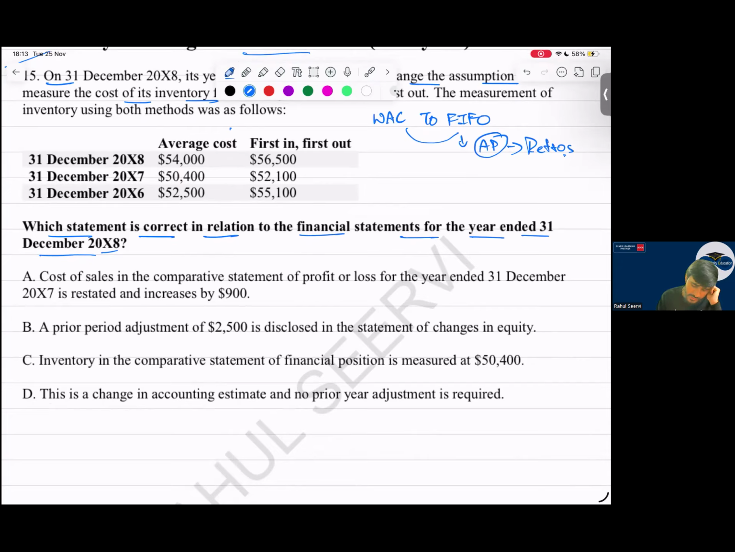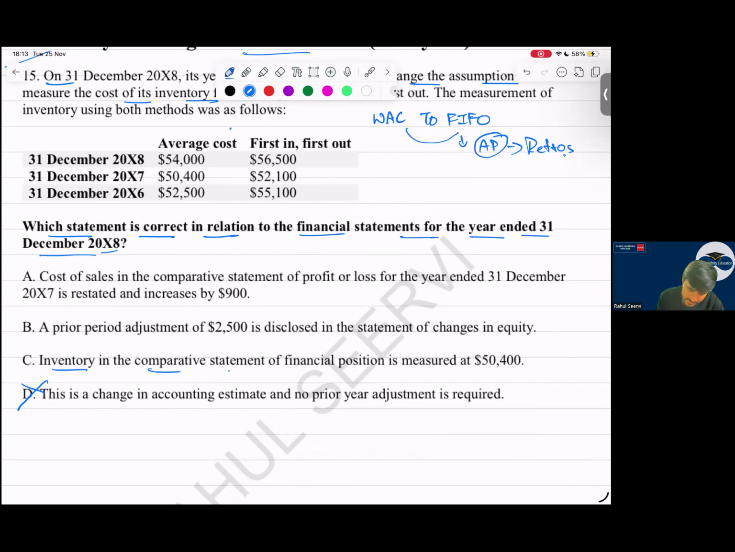This is a change in accounting estimate and no prior period adjustment is required. Can I say it is wrong? It's out of the box. You tell me, is it out of the box or not? It is out of the box, yes, sir. See, without doing the calculation, I can get the answer here just by eliminating the sentences.